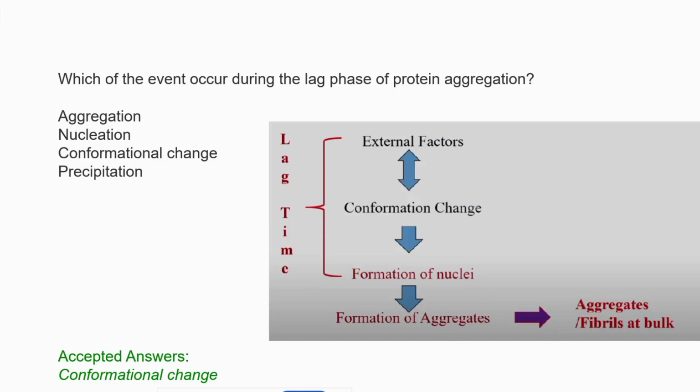So this was the next question. Which of the events occur during the lag phase of protein aggregation? So here the correct answer is conformational change. After experiencing external factors, the native protein undergoes conformational change. Then it forms nuclei and formation of aggregates happens. So the correct answer would be conformational change.